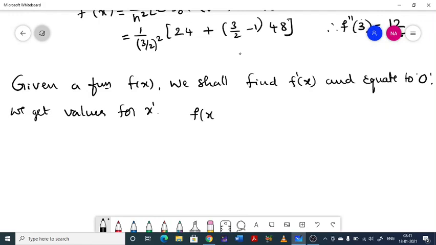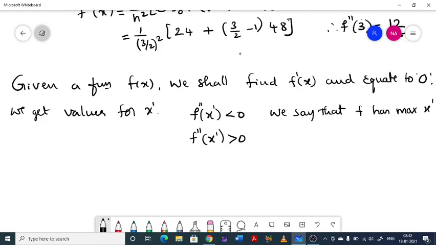If f double dash of x dash is less than 0, we say that the function has a maximum at that point, at x dash. If f double dash of x dash is greater than 0, then we say that f has a minimum at x dash. So x dash will be a maximum point if its second derivative is less than 0, and it is a minimum point if its second derivative is greater than 0.